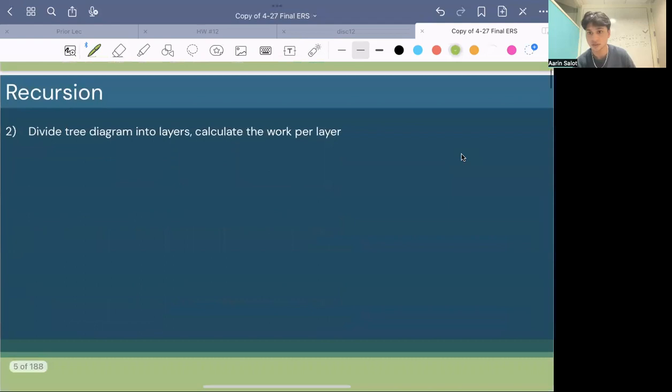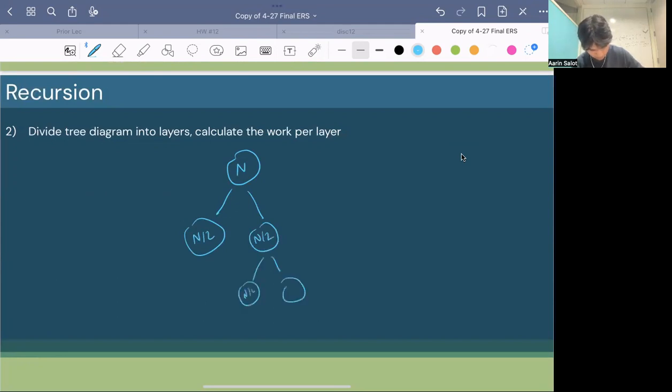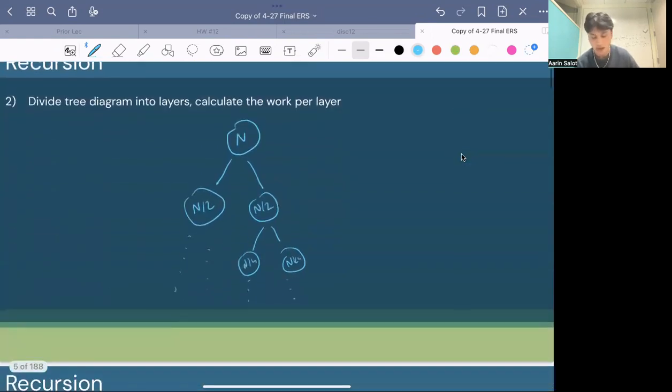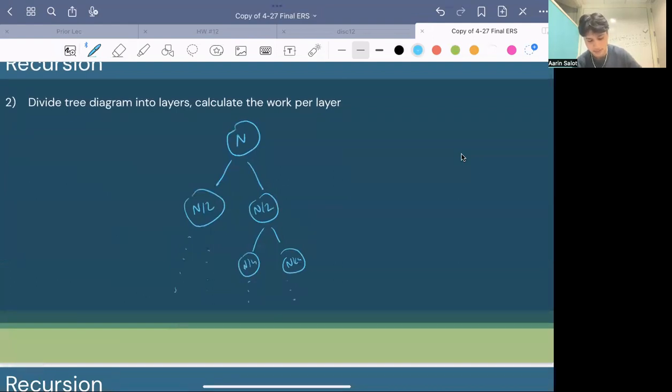So once we've drawn out our tree diagram, the next step is to divide our tree into layers and calculate the work per layer. So in our previous example, we had a tree that looked like this. And if we take a look at our function one more time, we see that the only work that we're really doing in it is when we call g of n, and g of n runs in a constant amount of time. So for every single node in our tree, it runs in constant time.